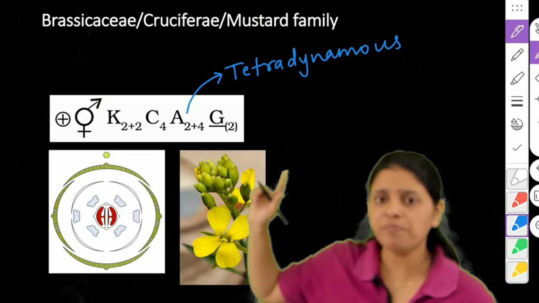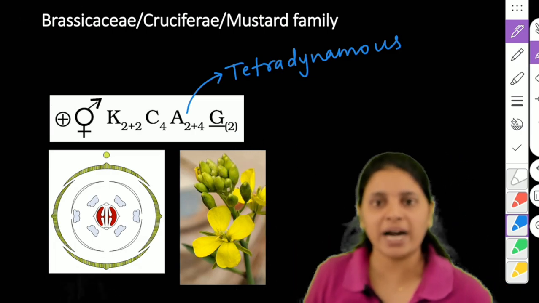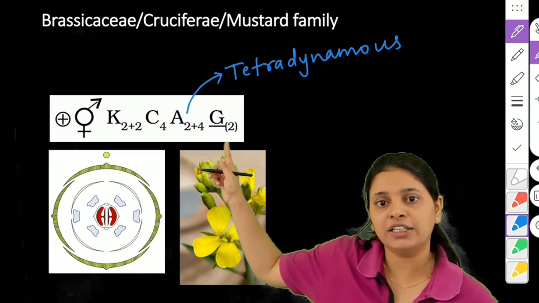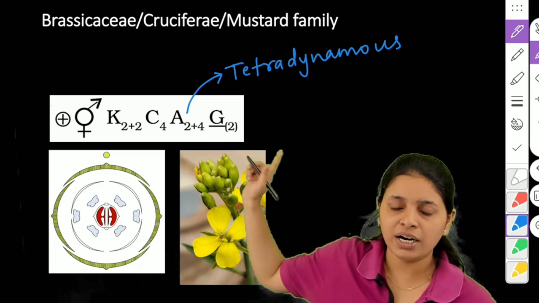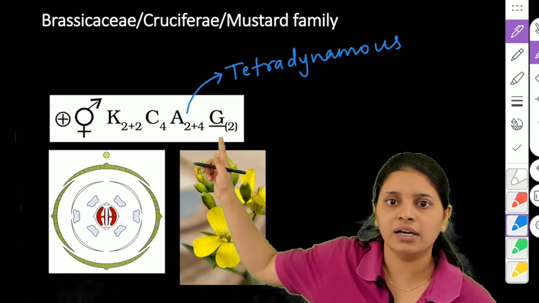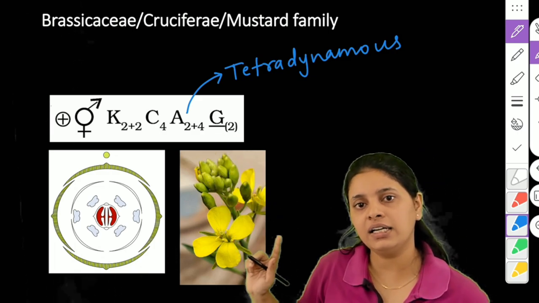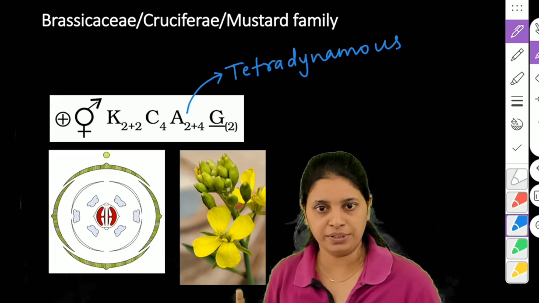What about gynoecium? Here we do have fusion, as we can see the bracket. So gynoecium, it has 2 carpels and both are fused. Okay. Here underline means superior ovary. Okay.